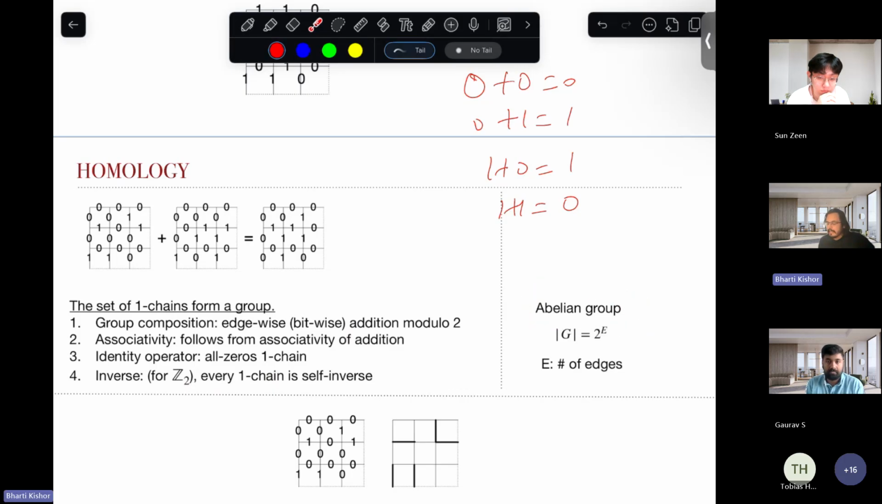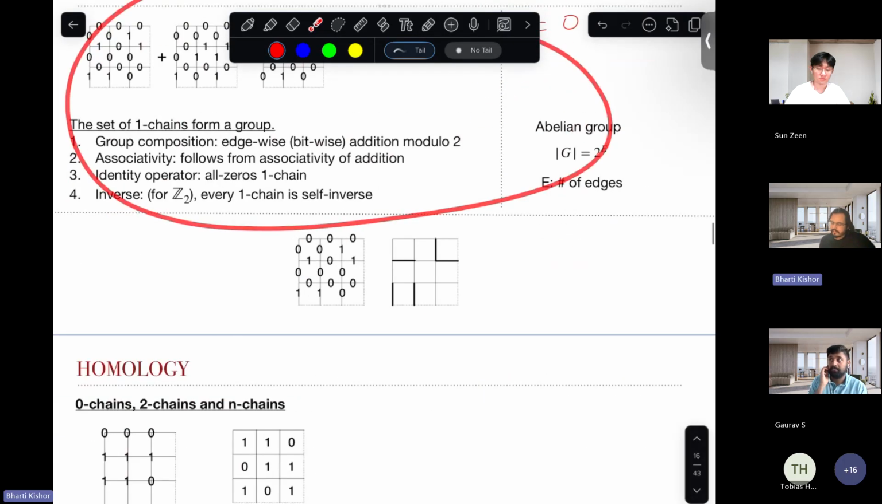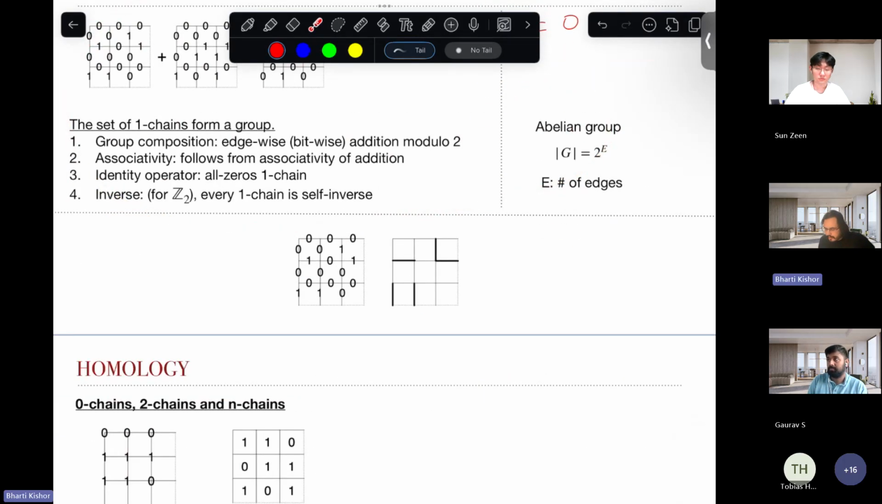So if there are E edges, then that tells you that the number of such group elements is 2 to the power E. Okay, so that's one chain. There was one example I told you, right? You can think of it like this: assignment 1 means that edge is included, and 0 means that edge is excluded. You can think like that, for example.